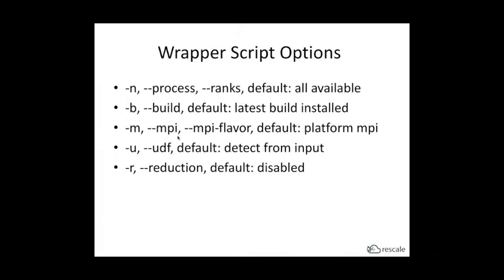So the option that's changed most often is the number of ranks that you run. You can undersubscribe nodes. This is sometimes desirable if you are memory bound and you don't need to run on all the cores in the cluster.